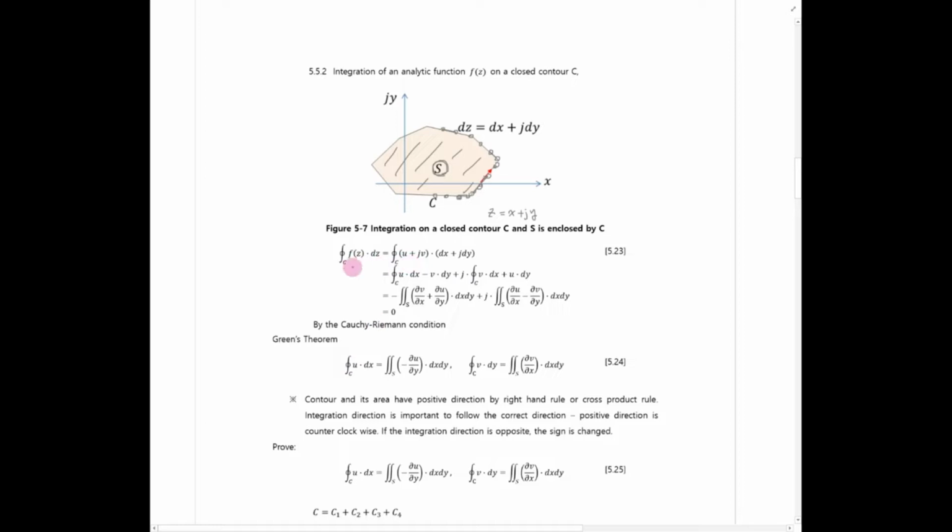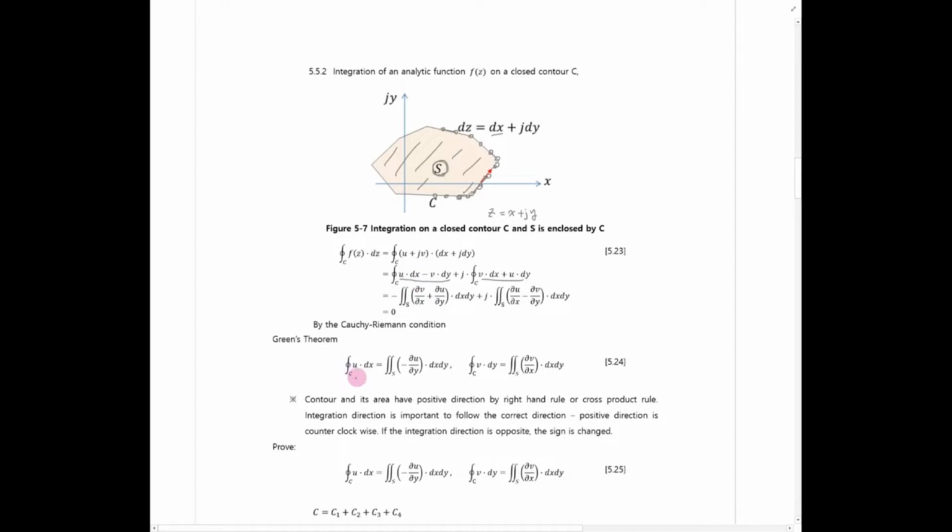To integrate that, f(g) is expressed as u plus jv. u is the real part of f(g) and the imaginary part is v(g). And you know that g is x plus jy, so dg is dx plus j dy. So this is dg. The product of these two complex functions gives, along this contour, a real part and an imaginary part. So we need to take a contour integration of this value. It looks a little complex.